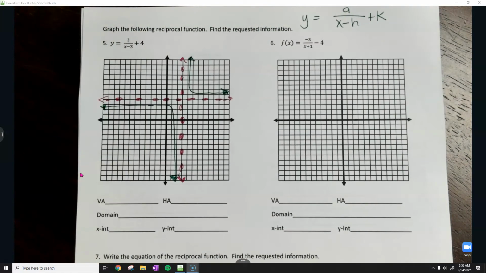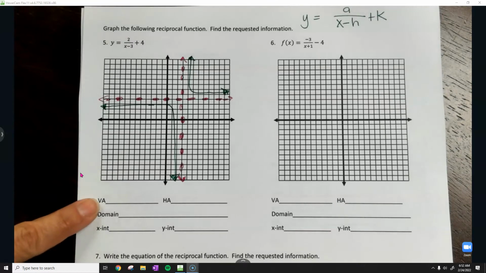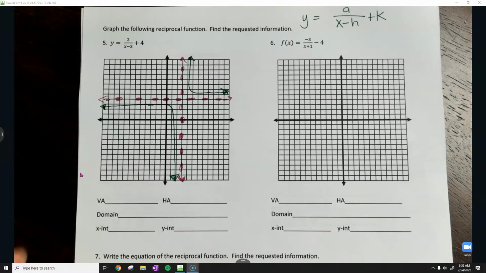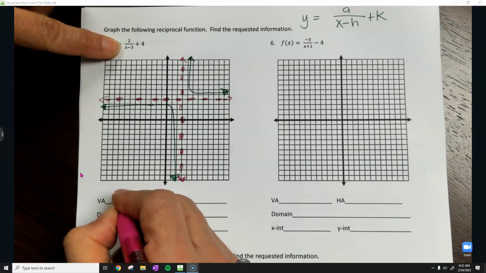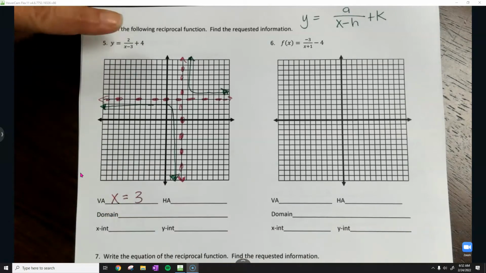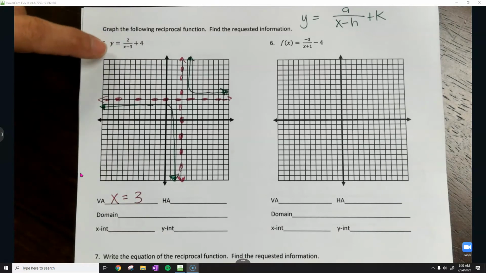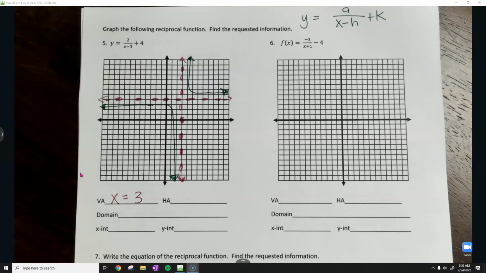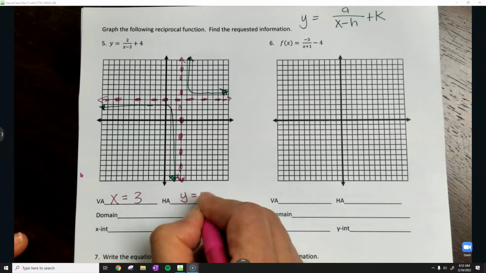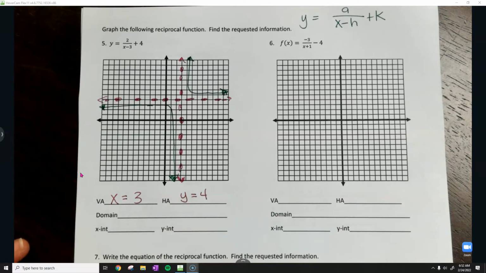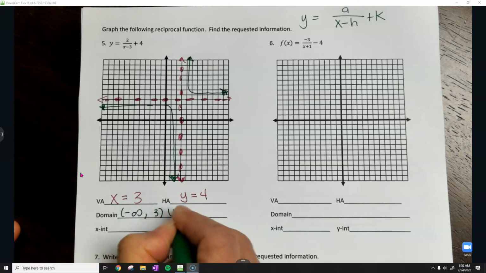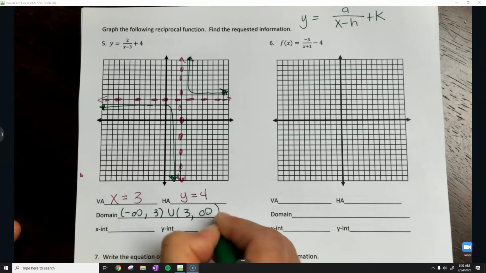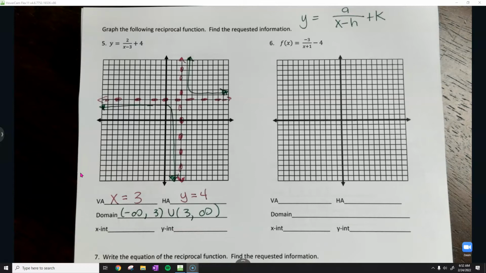Let's go ahead and talk about the blanks down here. So remember, your vertical asymptote is always opposite of what's going on in the denominator. So x equals 3 is your vertical asymptote. Your horizontal asymptote for a reciprocal function is that big number, so y equals 4. Your domain is going to be negative infinity to 3, and then just pick the 3 back up where you left off to positive infinity.